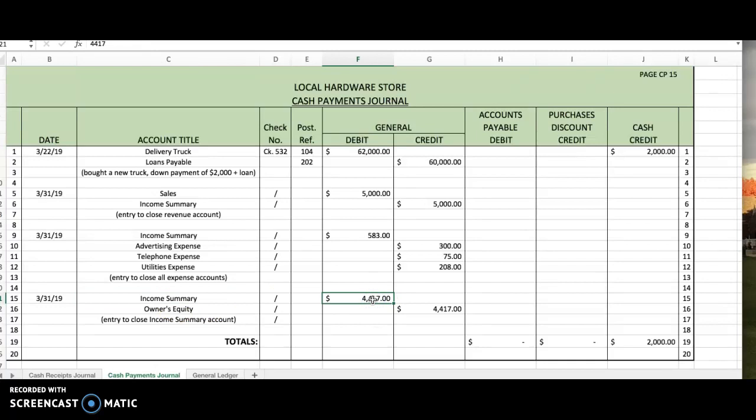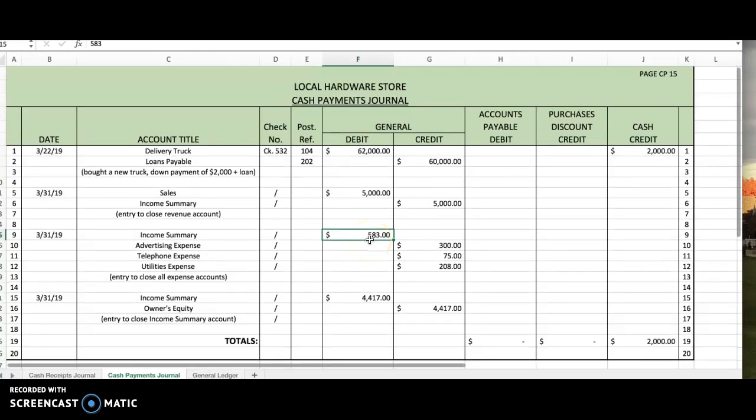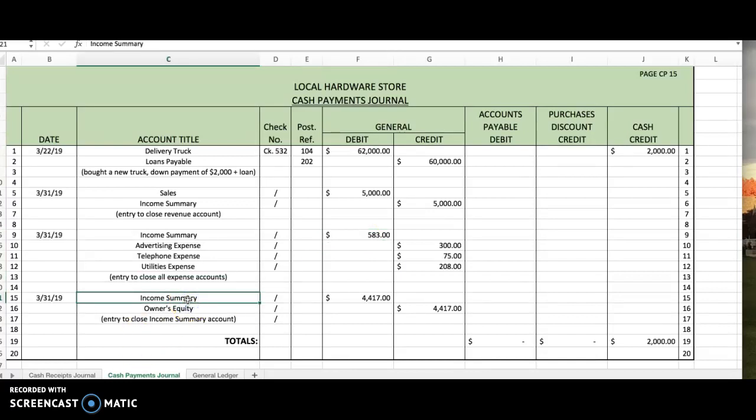The third closing entry will close the income summary account, and that will be debited. We're not doing all the posting right now, but if we did, we would have found that the income summary account back here would be credited by $5,000. Here, the same account is debited $583. That would have left a balance if you subtract the two. If you did the posting, you would see a credit balance of $44.17. So to close the income summary, we need a debit of $44.17.